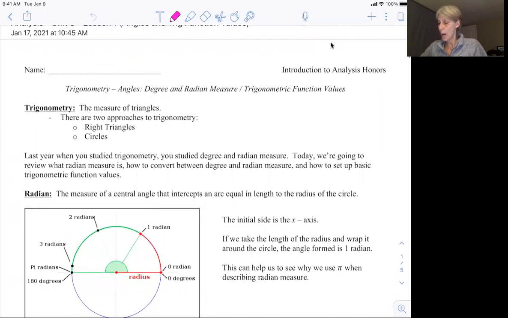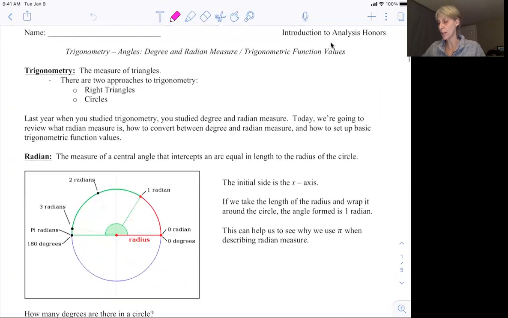Okay, so basically, the definition of trigonometry is the measure of triangles. And there are two main approaches to trigonometry, right triangles and circles. We're going to kind of combine these together this year.